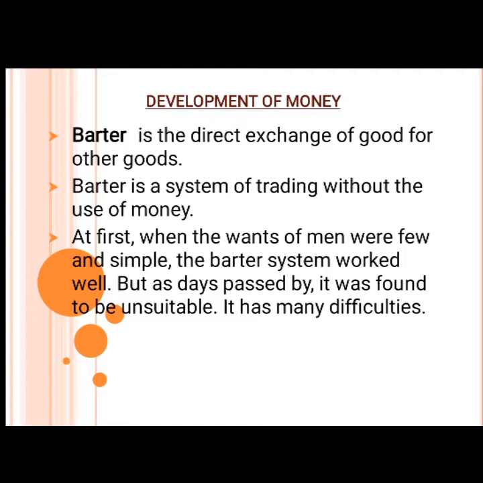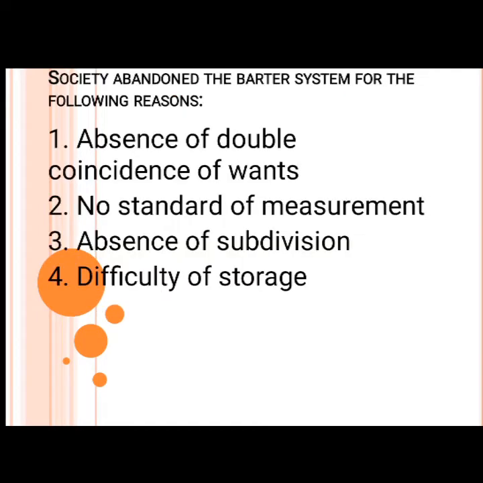At first, when the wants of men were few and simple, the barter system worked well. But as days passed by, it was found to be unsuitable because it has many difficulties. Because of these difficulties, society abandoned the barter system for the following reasons. First is the absence of double coincidence of wants. Second, no standard of measurement. Third, absence of subdivision. And lastly, the difficulty of storage.